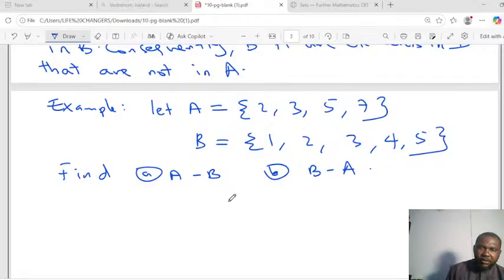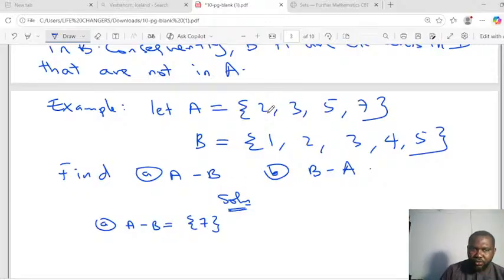Now this is how to go about it. Solution. Now, A minus B, like I said, are elements in A but are not in B. Check A, any element in A that is not here. Like 2 is here, 3 is here, 5 is here. It is only 7 that is not here. So A minus B is equal to 7, only 7.